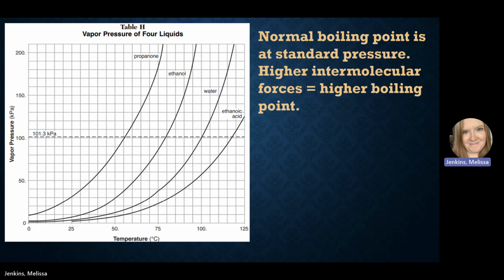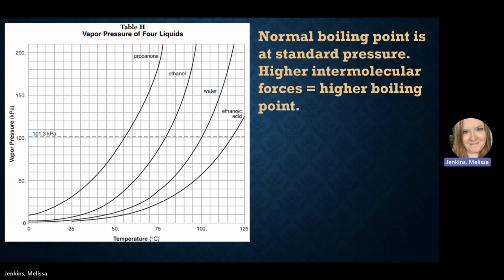Table H, I call it, this is like the forgotten table. A lot of people legit forget about this table on the exam. If a question is asking you anything about vapor pressure, please turn to this table. The answer is literally probably here, straight on the table. You should know that this dotted line represents standard pressure. So anywhere that these substances cross that dotted line, that is their normal boiling point, because normal boiling point is at standard pressure.